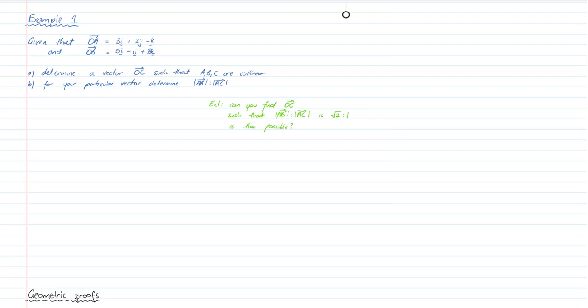Given that OA is equal to this vector and OB is equal to that vector, determine the vector OC such that A, B and C are collinear. For your particular vector, determine the magnitude of AB as a ratio to the magnitude of AC. So this is interesting because I'm given 2 and I need to find a third.